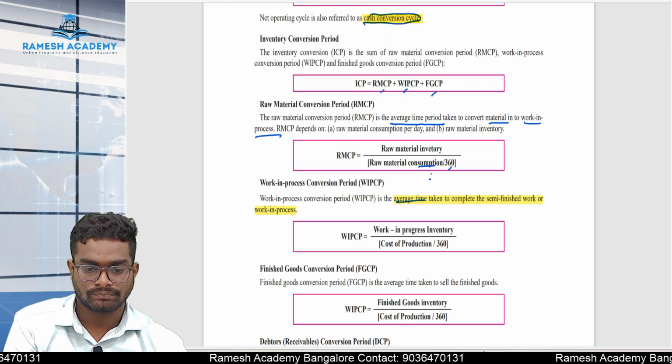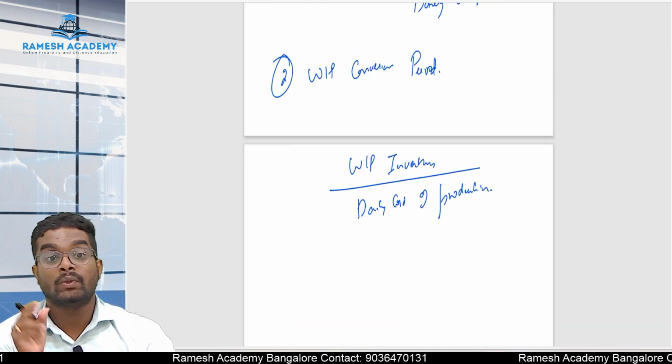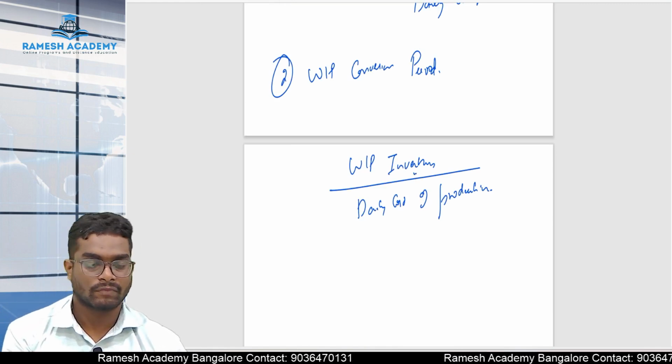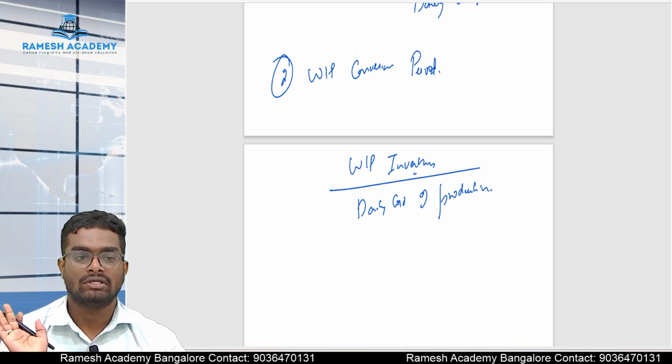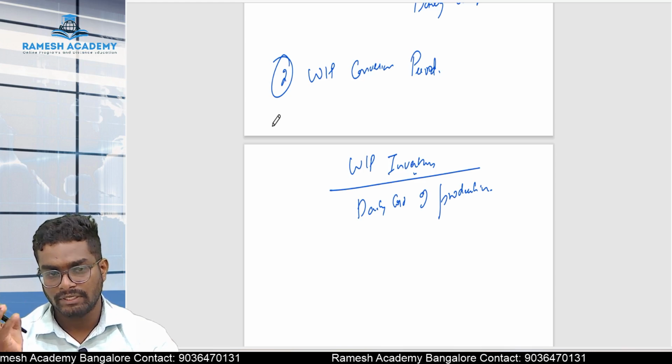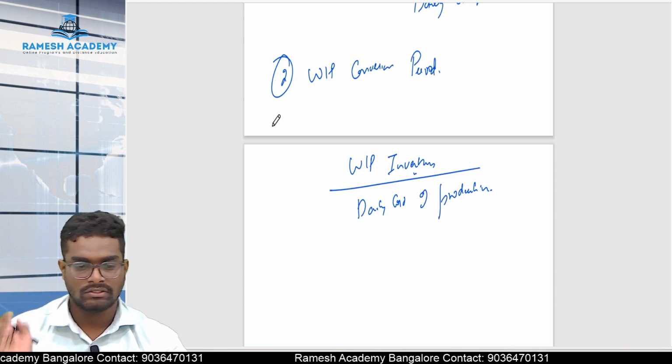Understood? So the formula is work in progress inventory. Where do we get this? Work in progress inventory will be given in the question, divided by the cost of production. Okay, cost of production: direct material, direct labor, direct expense. Add it, you will get the cost of production.